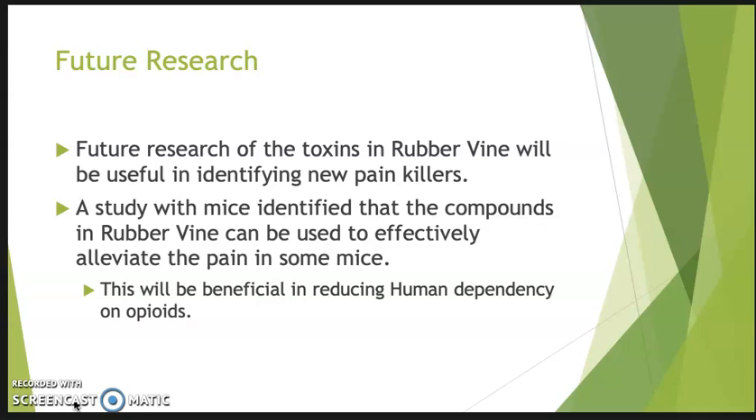Future research with rubber vine can lead to important discoveries that can help mankind in the fight against opioids. A study with mice identified that the compounds in rubber vine can be used to effectively alleviate the pain in some mice.